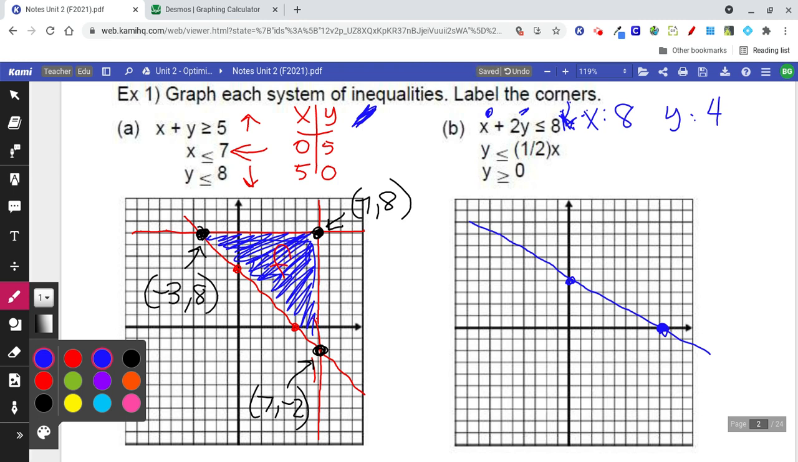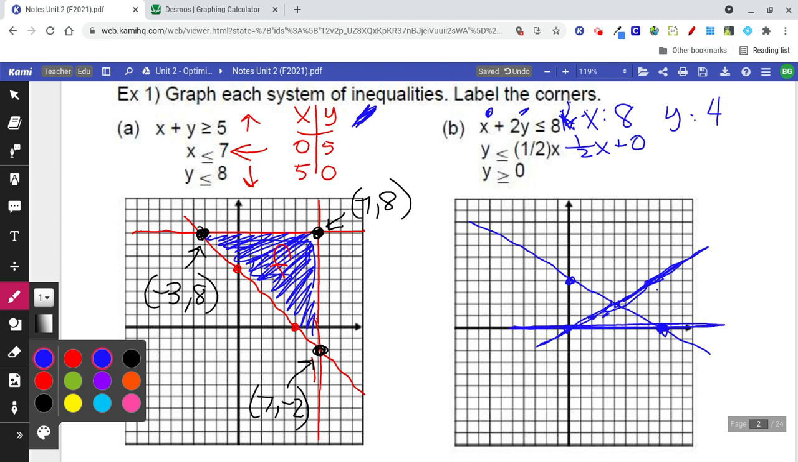Next one. Y is less than or equal to 1/2 x. So this is the one you guys like graphing, 1/2 x. Think of it as slope-intercept form. 1/2 x plus 0. You'd start at 0 and you go up 1 over 2, up 1 over 2, up 1 over 2, that kind of thing. And then next one, y is greater than or equal to 0. That is a flat line. Y equals 0 looks like this.